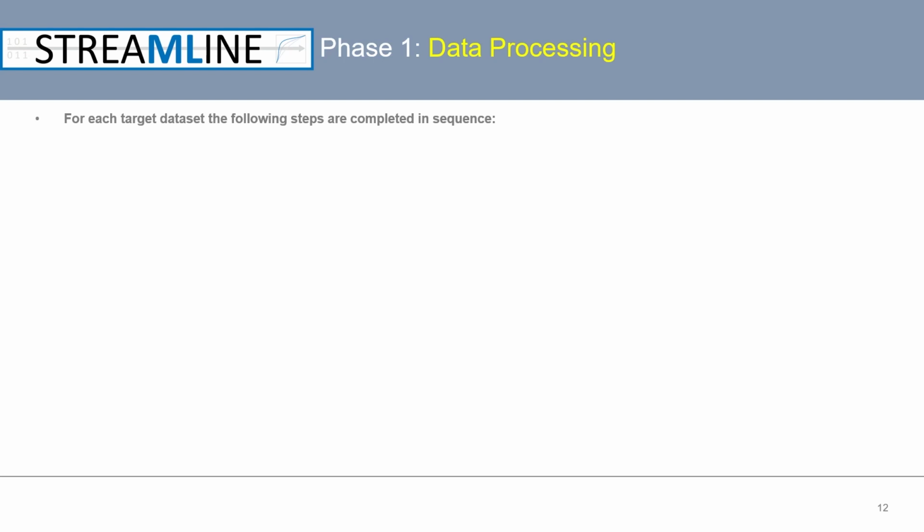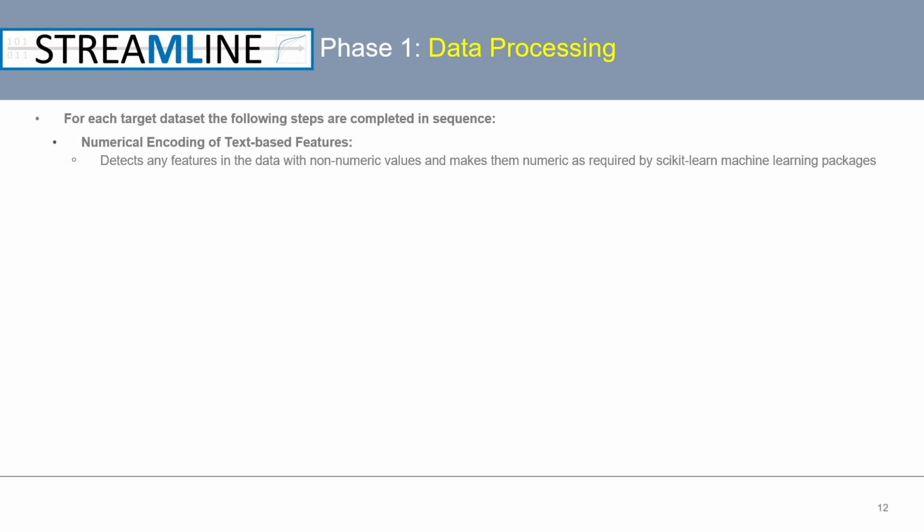Moving on to phase 1 data processing. For each target dataset, the following steps are completed in sequence. First, Streamline numerically encodes any text-based features, since this is required in general by scikit-learn-compatible machine learning packages, which Streamline utilizes. Next, the following basic data cleaning and feature engineering steps will be completed in sequence.